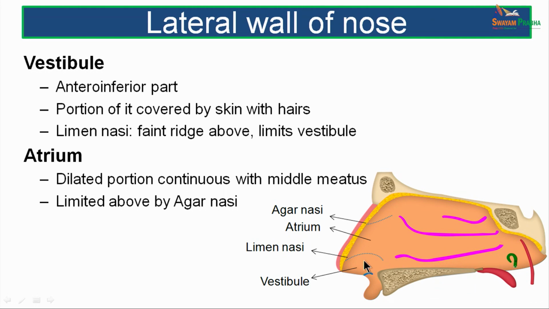Moving on to see the features of the vestibule. Vestibule, as I said, is the antero-inferior part of the lateral wall of the nose. Portion of it is covered by skin with fine hair known as vibrissae. Posterior to it is the atrium, a dilated portion which is continuous with the middle meatus posteriorly, and it is limited by a mucosal fold which is directed downwards and forwards known as the agger nasi.